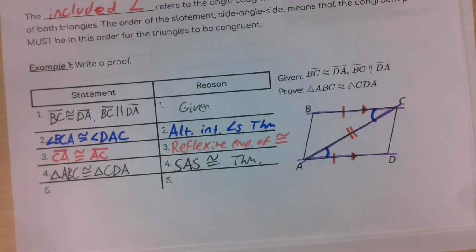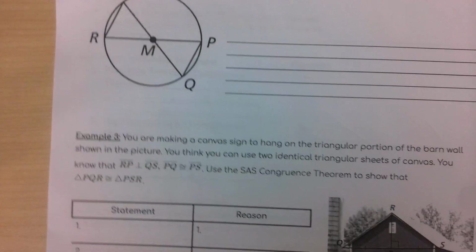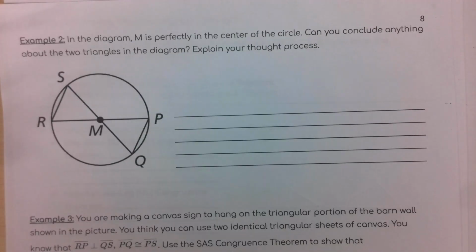Very nice. This is just one way that we can show that two things are congruent, and it's a pretty quick way of showing it too. Let's flip to the back page and see how we can use this in addition. So, in the diagram, M is perfectly in the center of the circle. And we're trying to see if we can conclude anything about the two triangles in the diagram.